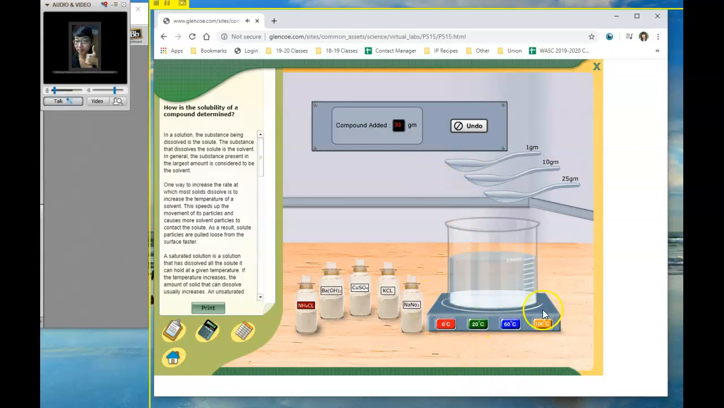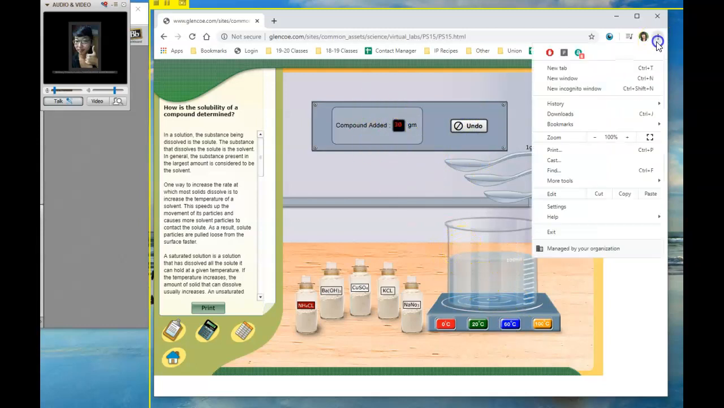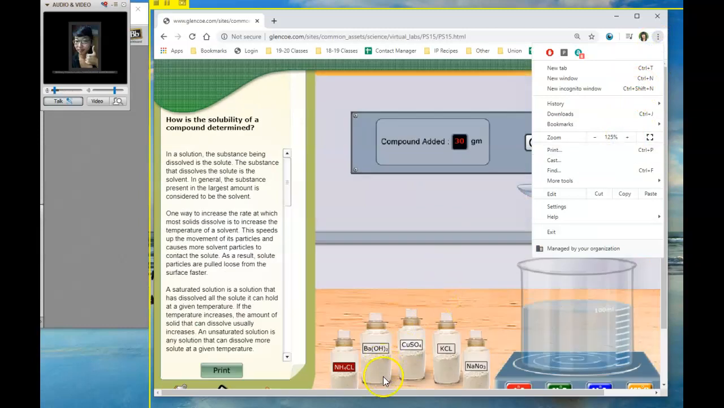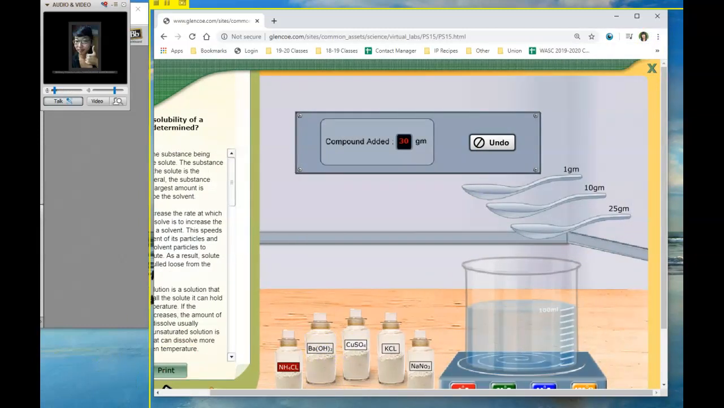Okay, so you've seen that I've added from the small spoon and now I am oversaturated. All right, so I'm just going to click undo one time because I was finally on the smallest spoon. So I just need to click undo one time. And exactly 30 grams is the max amount that can fit into our solution here, into our 100 milliliters of water.